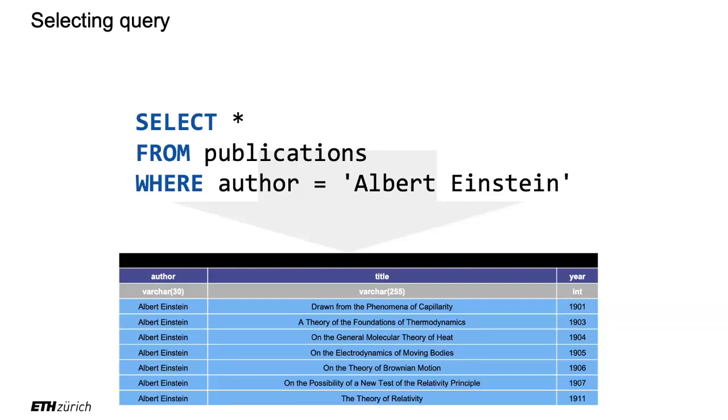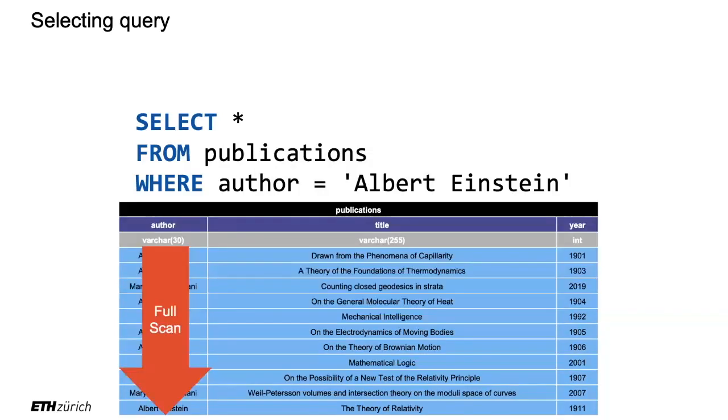So we have this query, select star from publications where author equals Albert Einstein. So this is my whole table. Now, if I want to execute that query, think of how I would execute it. It's a selection, right? So I have to go through the rows. And for every row, is it or is it not Albert Einstein? If it is Albert Einstein, I keep it. If it's not Albert Einstein, I don't keep it, right? But I need to go through the rows. That's called a full scan. It means that I really go row by row on the entire table, and that takes a while.